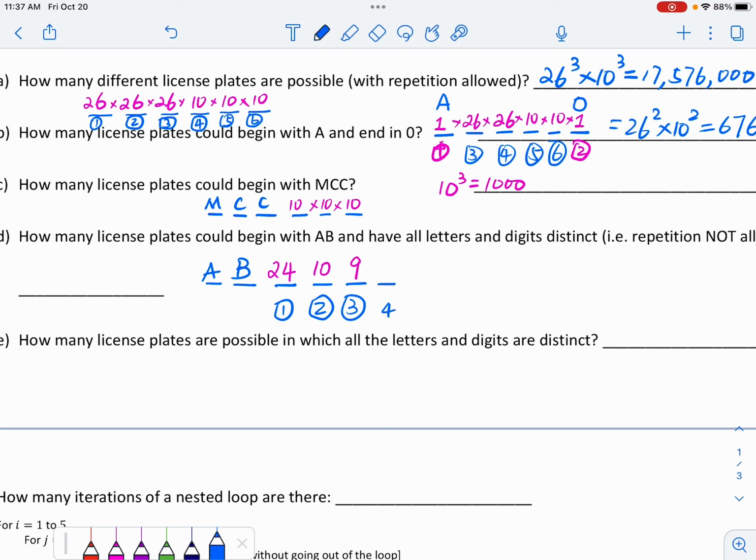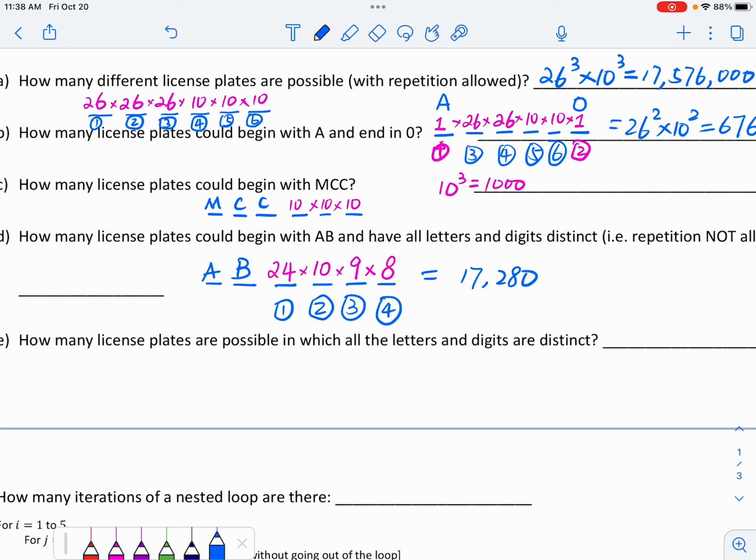And the last digit, step 4, because 2 numbers are already used in here and here, so we are left with 8 numbers available to choose from. So therefore, this is going to be 8. And then, according to the multiplication rule, we just multiply them together. And this is equal to 17,280.